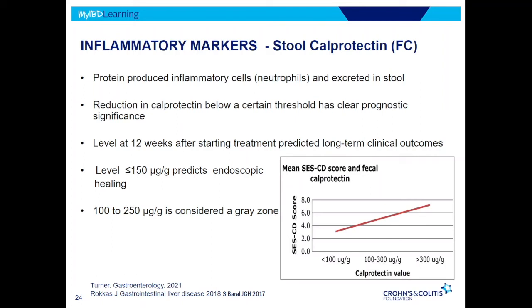And reduction in the stool test correlates with important long-term outcomes. For example, at 12 weeks, a significant improvement in the stool test correlates with long-term healing, clinical remission, and endoscopic healing. And a level less than 150 correlates with endoscopic healing, though there is some overlap between levels at 100 to 250, where there may be some individuals with still active inflammation at a level even within that range.